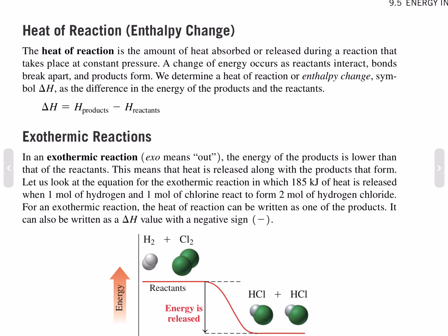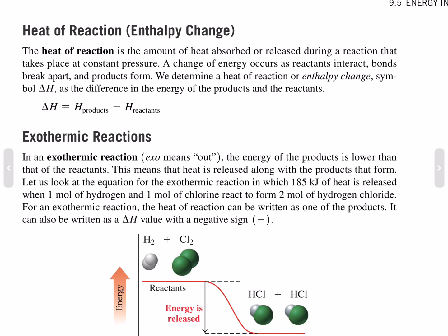Heat of reaction, or enthalpy change. The heat of reaction is the amount of heat absorbed or released during a reaction that takes place at constant pressure. A change of energy occurs as reactants interact, bonds break apart, and products form. We determine the heat of reaction, or the enthalpy change, symbol delta capital H, as the difference in the energy of the products and the reactants. Delta H equals the enthalpy of the products minus the enthalpy of the reactants.